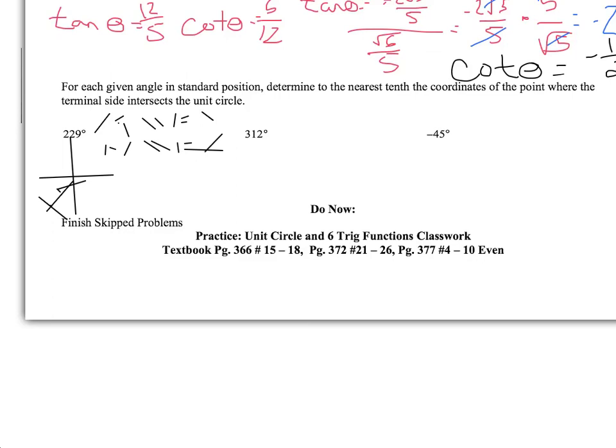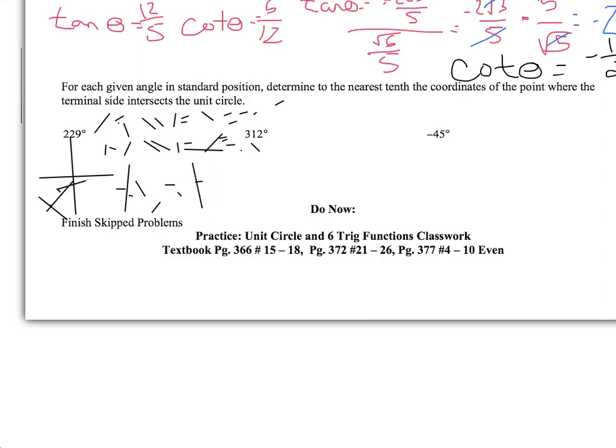Well, when I type sine 229 in my calculator, it gives me negative 0.8. When I type cos 229 in my calculator, it gives me negative 0.7. So my point, remember it goes x comma y, is negative 0.7 comma negative 0.8.